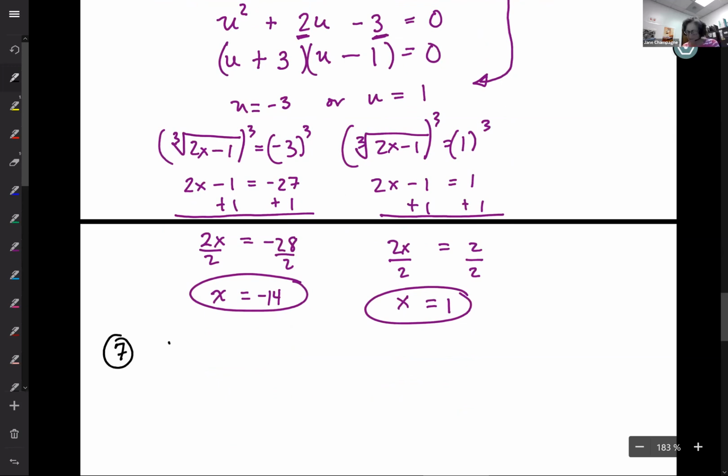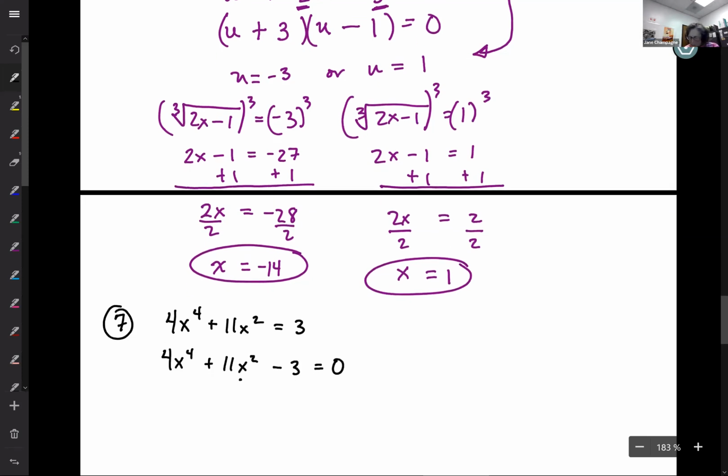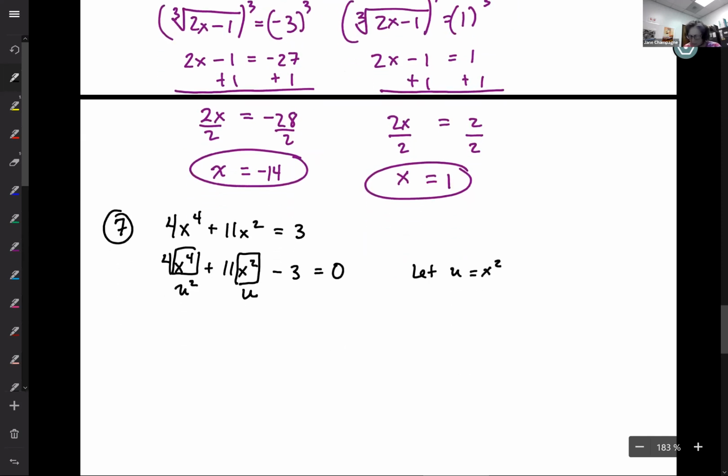Number 7, we've got 4x to the 4th plus 11x squared equals 3. So first thing we got to do is set it equal to 0. And now if we let u be x squared, x to the 4th is u squared. Maybe off to the side here, I'll write let u equal x squared to remind us how to go back. So we've got 4u squared plus 11u minus 3 equals 0.